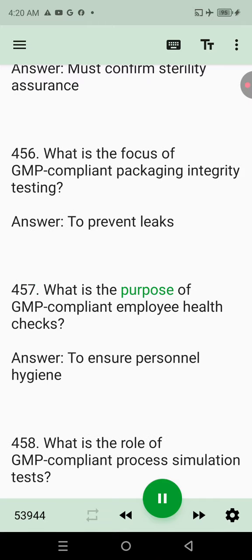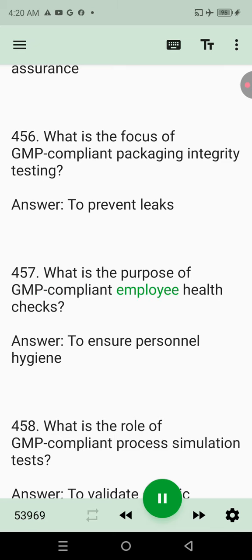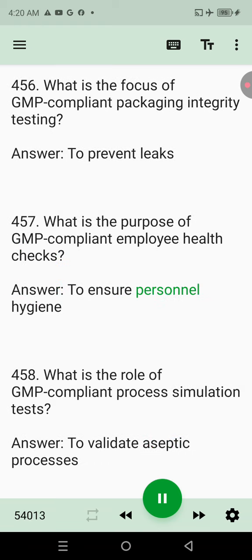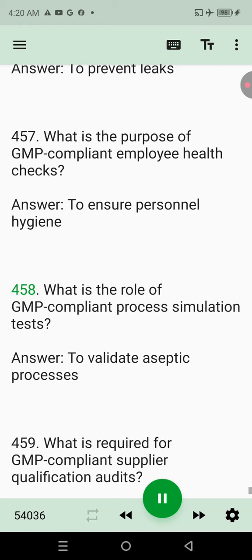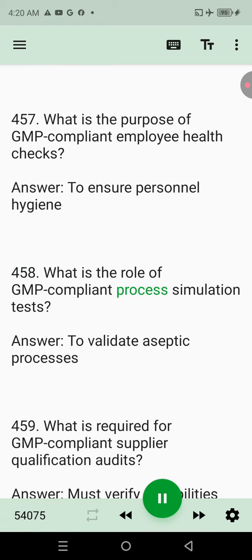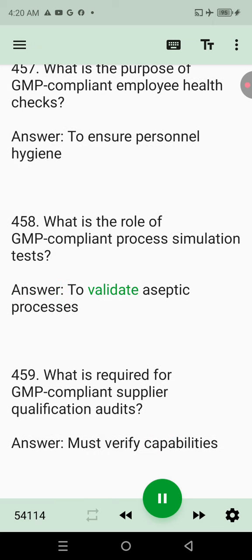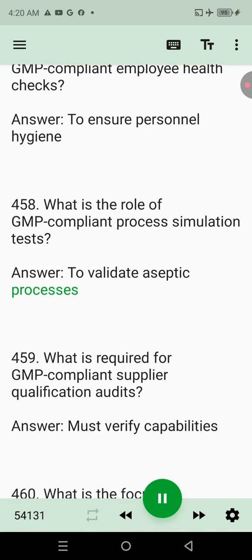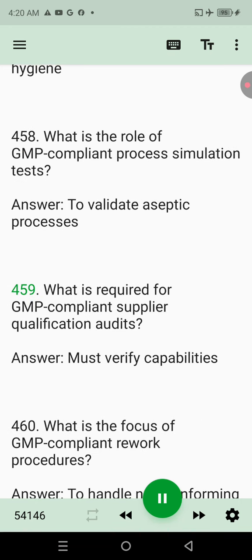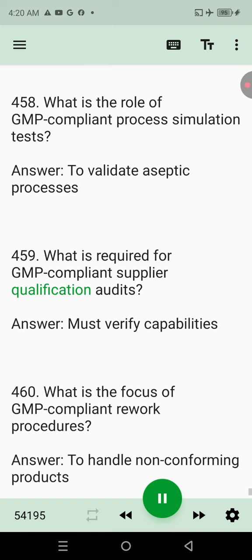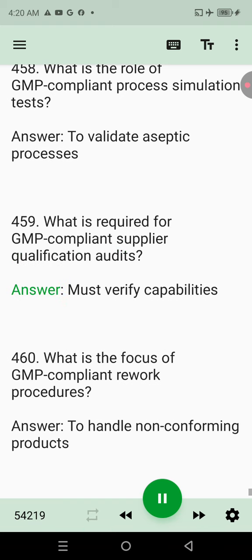457. What is the purpose of GMP-compliant employee health checks? Answer: to ensure personnel hygiene. 458. What is the role of GMP-compliant process simulation tests? Answer: to validate aseptic processes. 459. What is required for GMP-compliant supplier qualification audits? Answer: must verify capabilities.